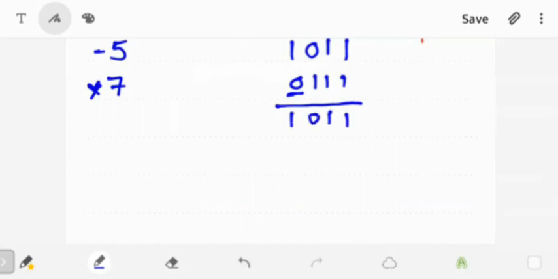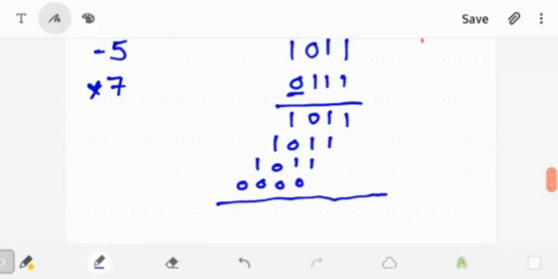Okay, now you multiply with the second one. What you will get? 1011. Now multiply with the third one. What you will get? 1011. Okay, now multiply with the last 0. Okay, we got this.